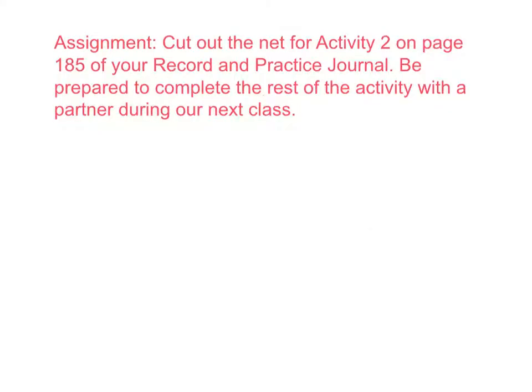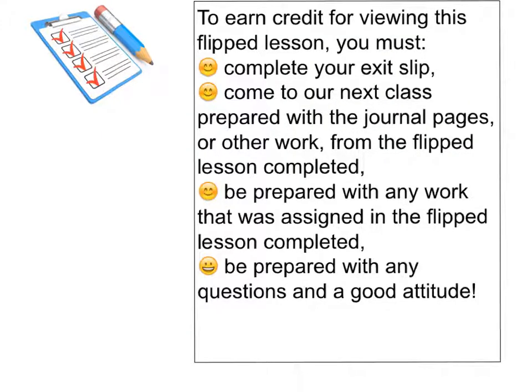Your assignment for this lesson is to cut out the net for Activity 2 on page 185 of your Record and Practice Journal. Be prepared to complete the rest of the activity with a partner during our next class. Remember, to earn credit for viewing this flipped lesson, you need to complete your exit slip, come to our next class prepared with the journal pages or other work from the flipped lesson completed, and be prepared with any questions you have for your teacher, and of course have a good attitude.